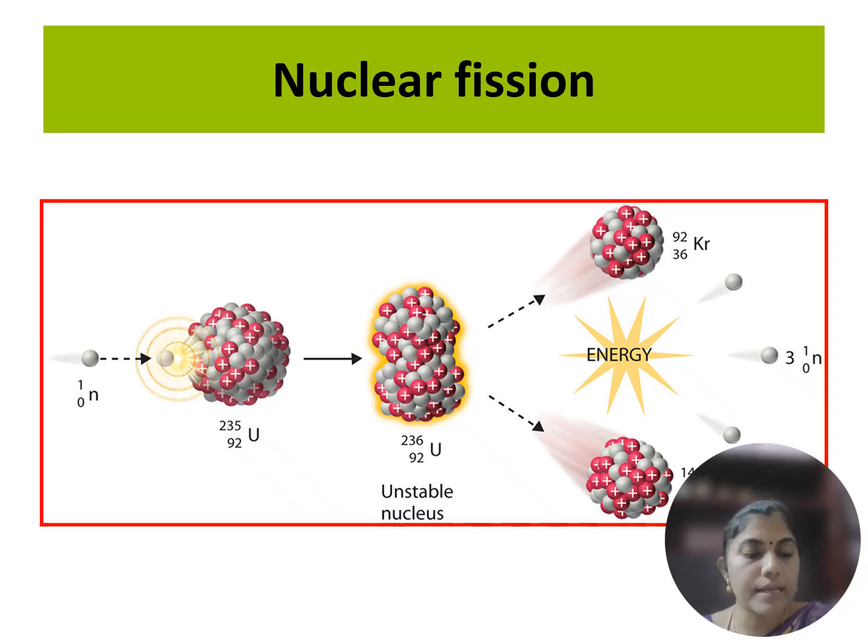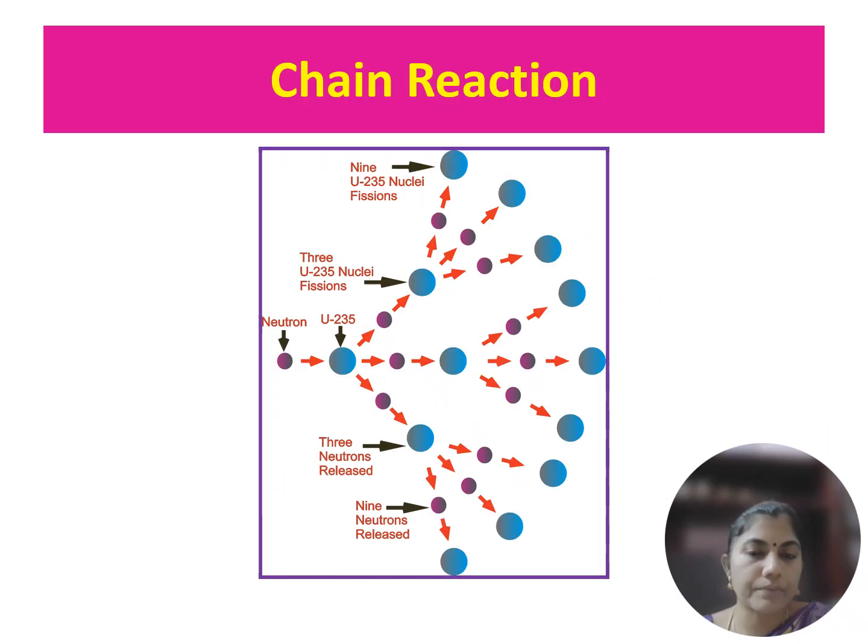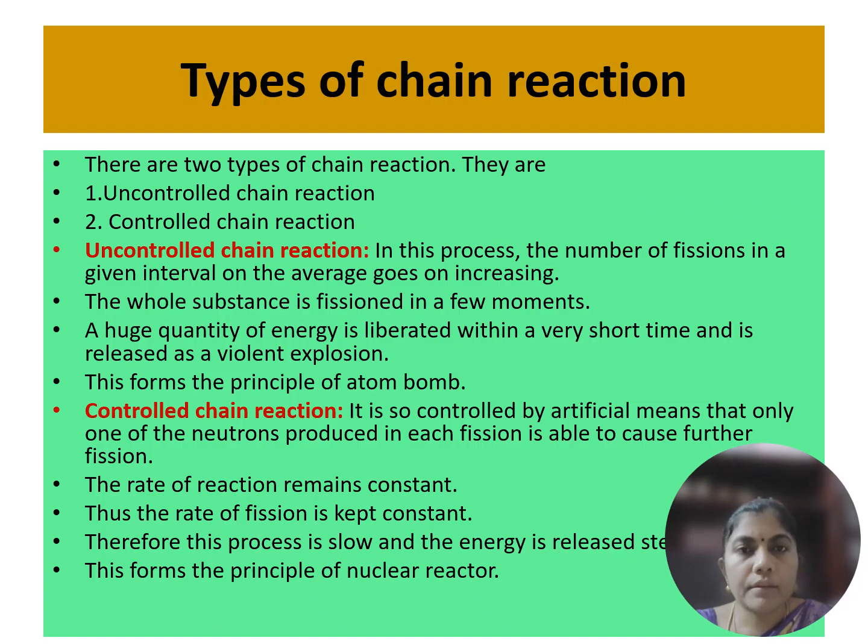During this process, energy is released and two or three neutrons are emitted. These emitted neutrons can strike other uranium nuclei and cause further fission reactions. This leads to a process called a chain reaction. A chain reaction means one fission reaction causes another reaction, which then causes many more reactions. There are two types of chain reactions. They are uncontrolled chain reaction and controlled chain reaction.